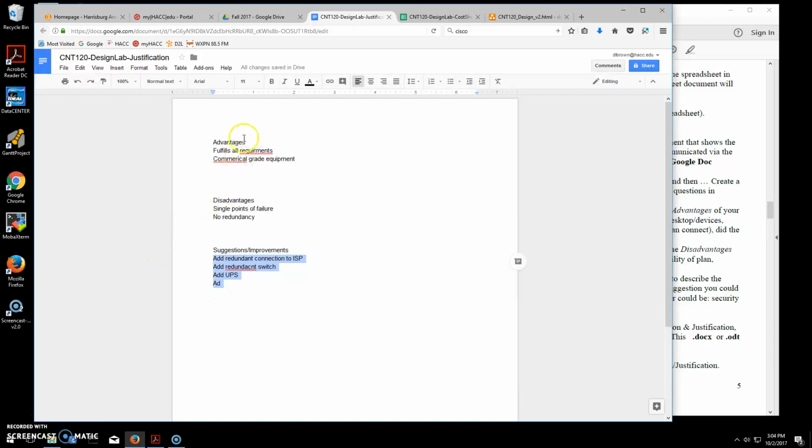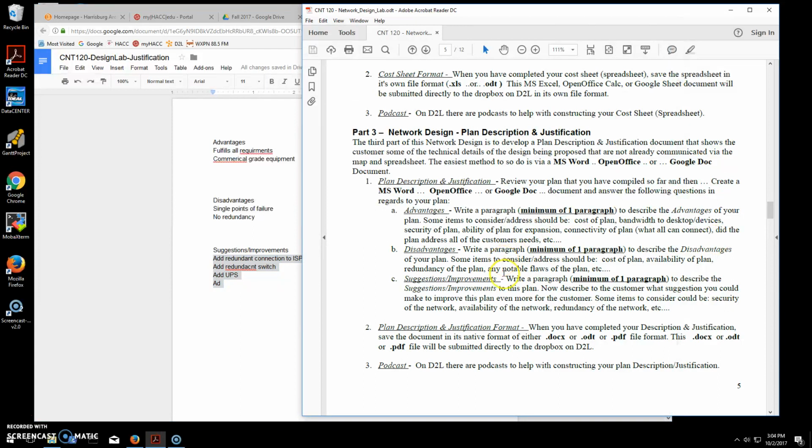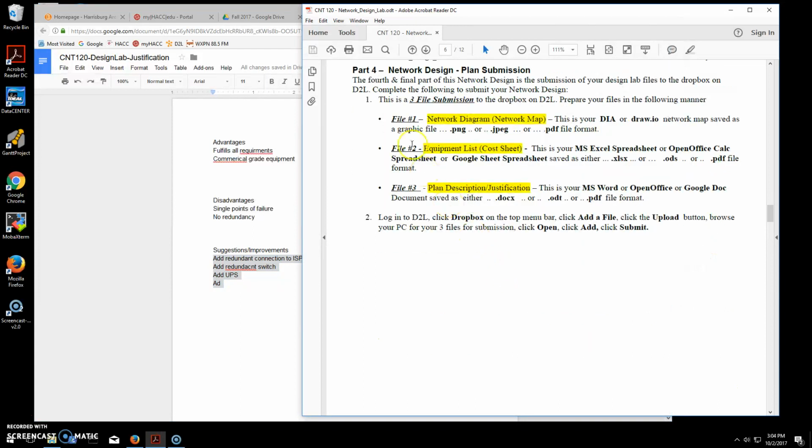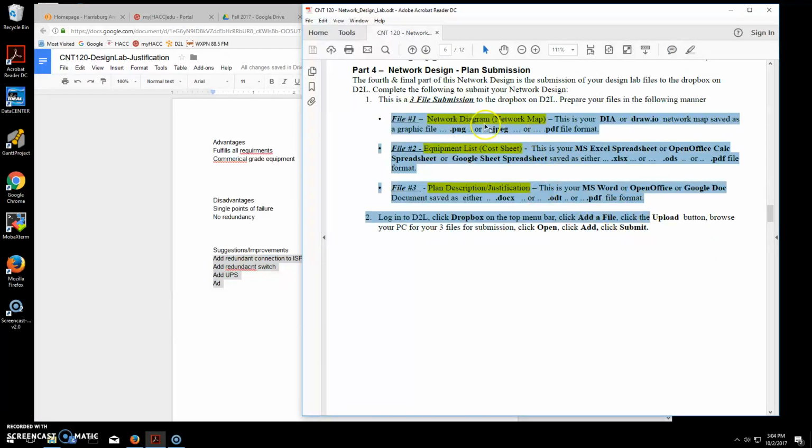Save this, and this will be downloaded for submission to D2L. When the time comes, you're going to grab those 3 files, the diagram, the cost sheet, and this justification, and you'll put them right into the Dropbox in D2L.